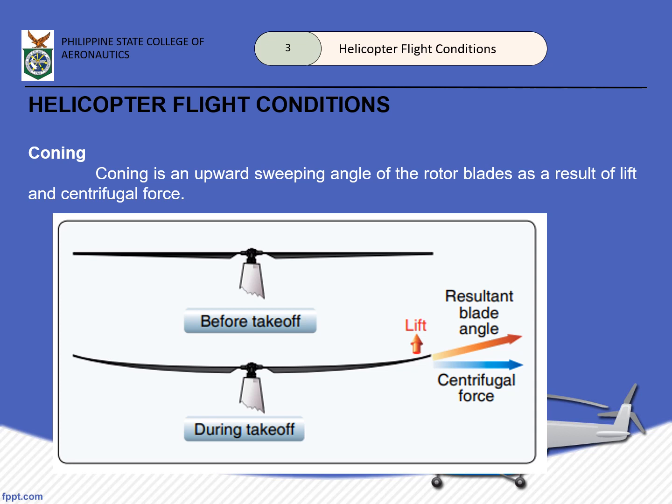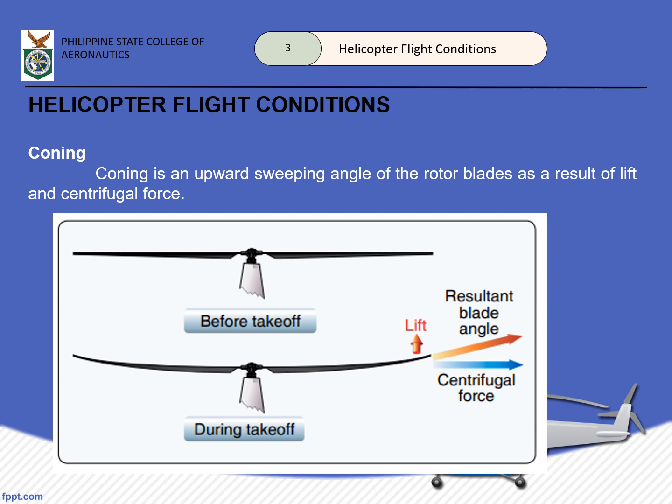So, the next is the coning. So, coning is an upward sweeping angle of the rotor blades as a result rather of lift and centrifugal force. So, una, due siya sa centrifugal force which is created by what? The rotation ng ating rotor blades. So, it has the tendency na i-pull yung blades natin away from the hub. So, again, I believe nasa long quiz pa to nung prelim. So, yung strength ng ating centrifugal force depends on how heavy the blades are and how fast they rotate.